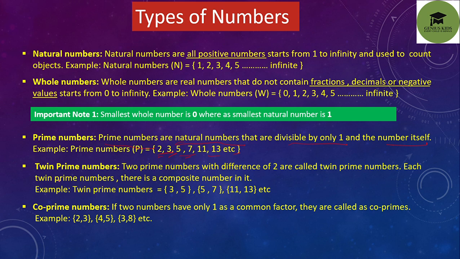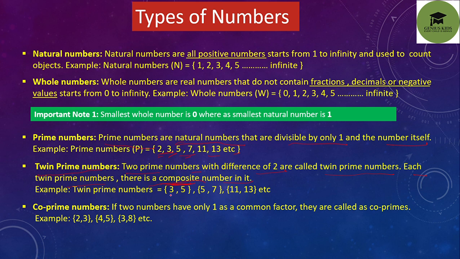What are twin prime numbers? Two prime numbers with a difference of 2 are called twin prime numbers. Between each pair of twin primes, there is a composite number. What is a composite number? I will come to it. For now, just remember that there is a difference of 2 between two prime numbers and there is a composite number between them.